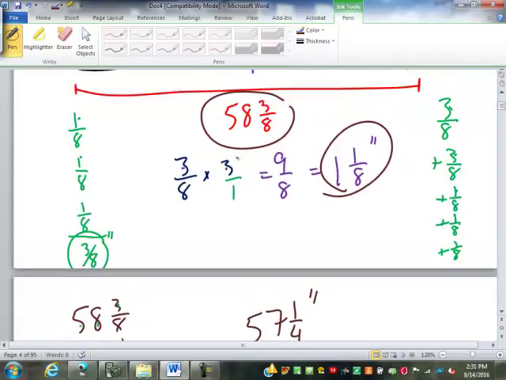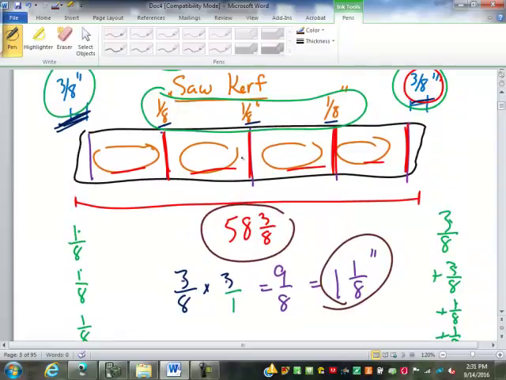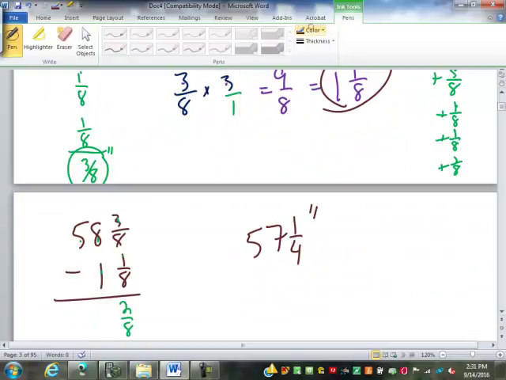What do we have to do with that 57 and 1/4? We have to split it into 4 pieces. We have to divide it by 4. Very good.